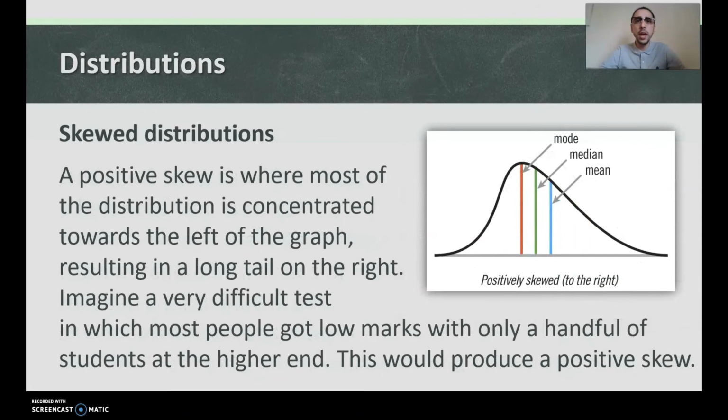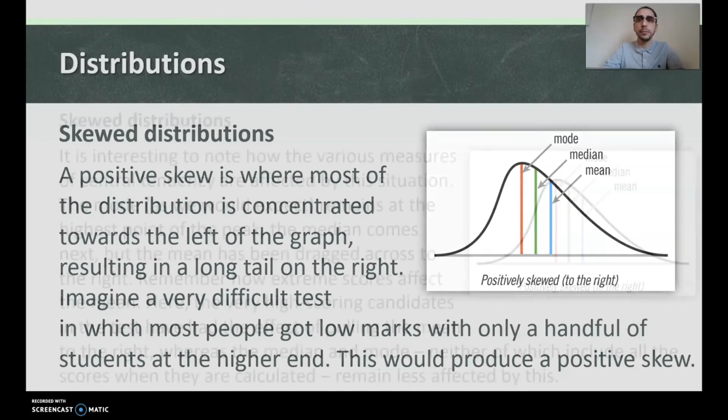A positive skew is where most of the distribution is concentrated towards the left of the graph, resulting in a long tail on the right. Imagine a very difficult test in which most people got low scores with only a handful of students on the higher end. This would produce a positive skew. So you can see from the image here, this is positively skewed. You can see the majority of people are going to be towards the left where they got really low scores, and only a few people are towards the right, which is the high scores.